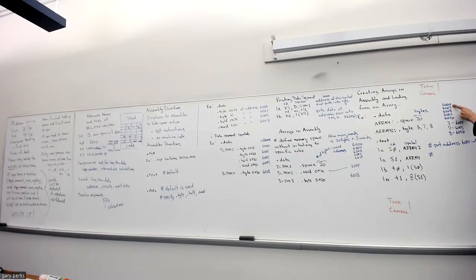Yeah, it's just going to put address 6000. So put address 6000 into register S1.